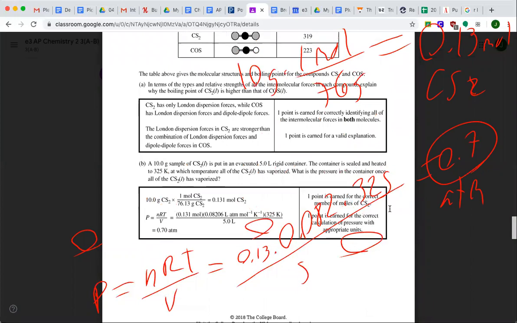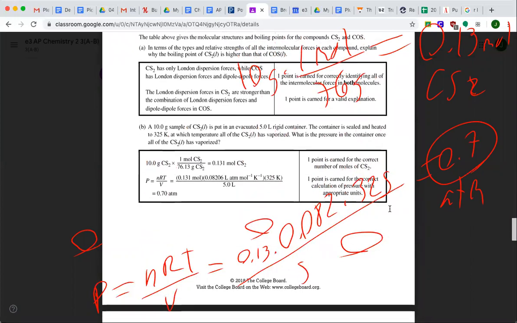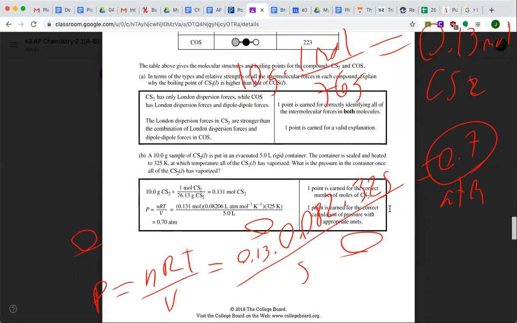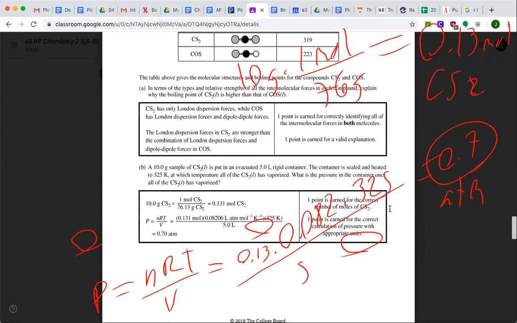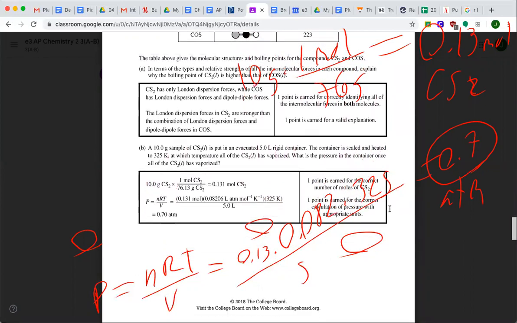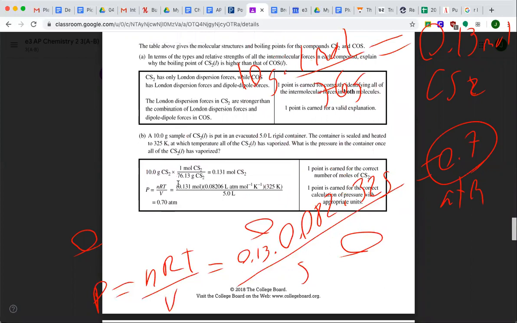London dispersion or stronger. Yeah, okay, they call it dipole. Okay, that's fine, I guess. It's mostly going to be London dispersion. I don't think that's a strong dipole. And then you've got 0.7. Okay, great. All right, cool.